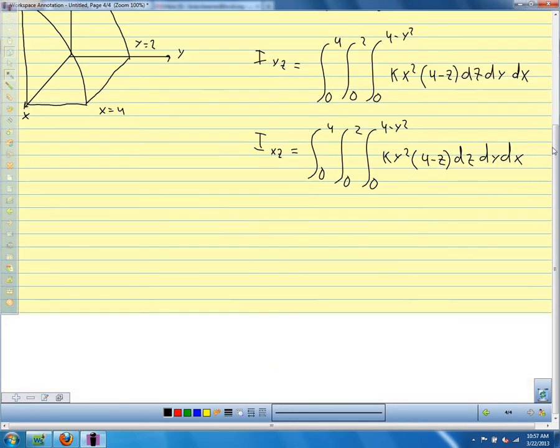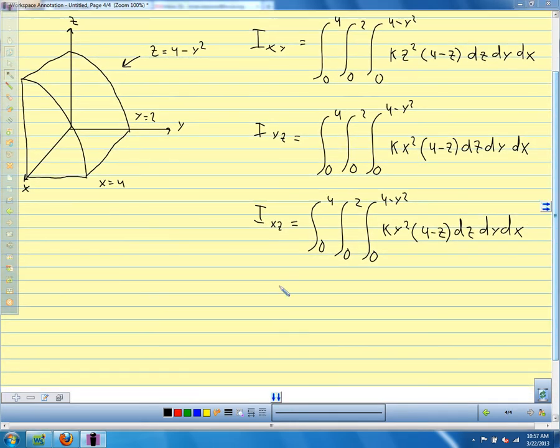When we evaluate these, we end up with some nice big numbers. I sub xy is 32,768k over 315. I sub yz is 4069k over 15, and I sub xz is 1024k over 21.